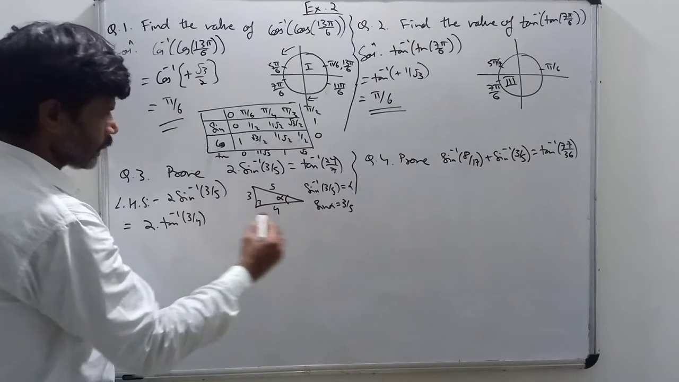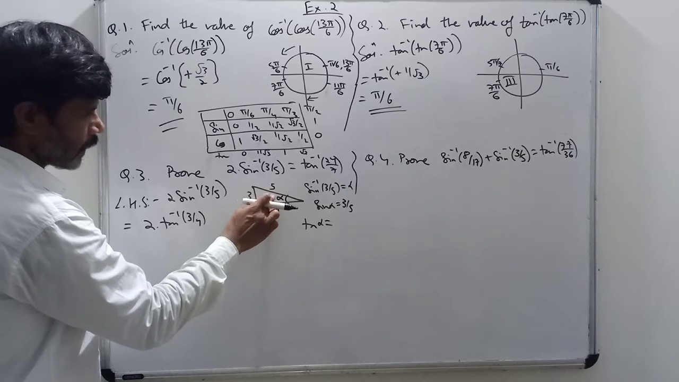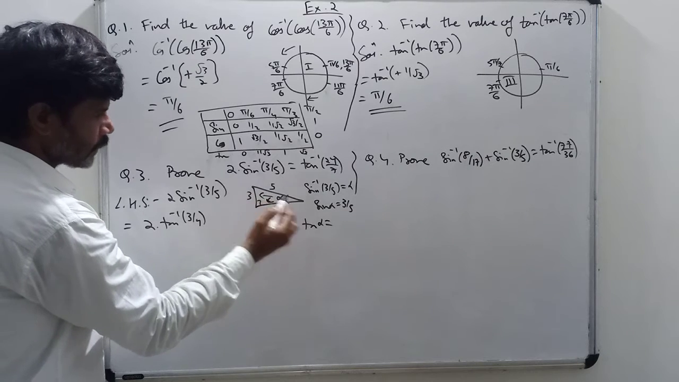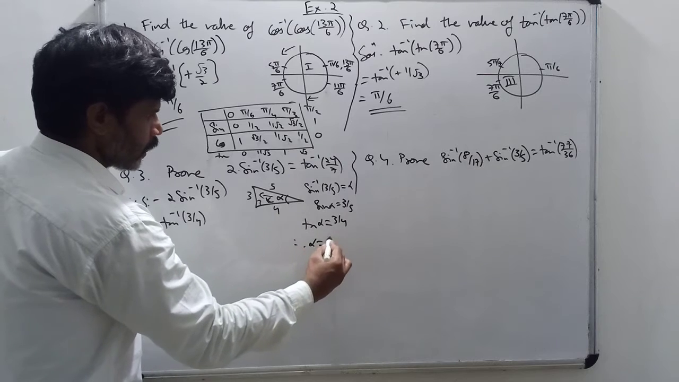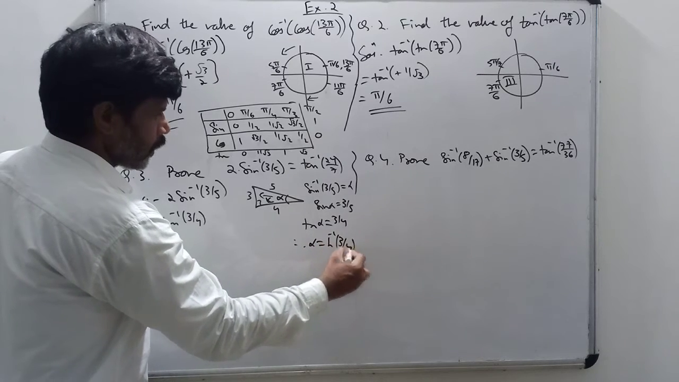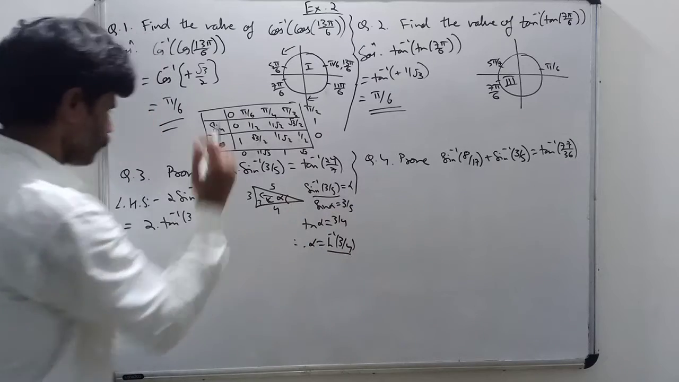Now we want to find tan alpha. I want to convert this into tan. So tan alpha is equal to how much? 3 by 4. Tan means opposite upon adjacent, so 3 by 4. Therefore alpha is equal to tan inverse of 3 by 4. So alpha is sin inverse of 3 by 5 and alpha is tan inverse of 3 by 4. So both are the same.